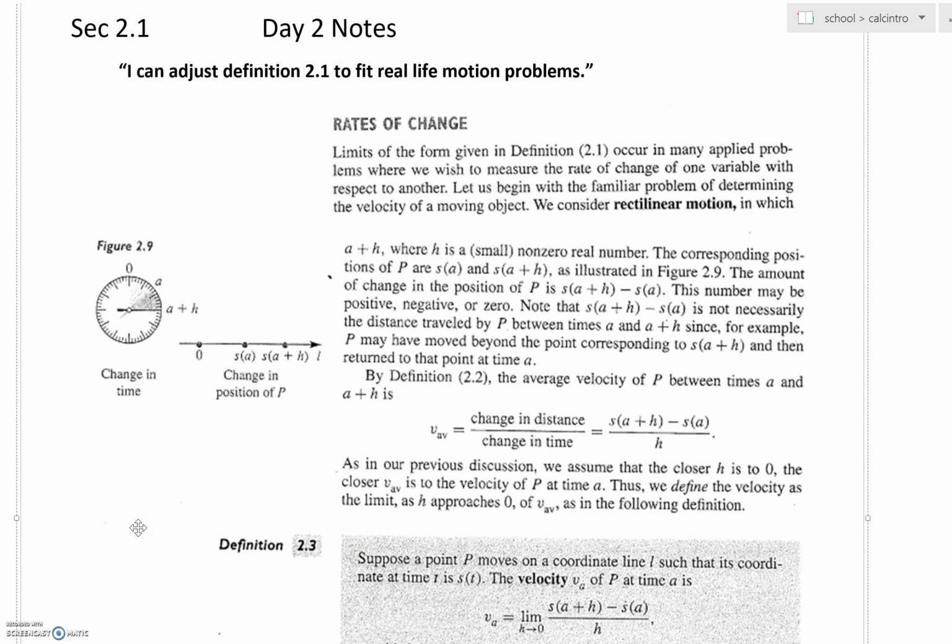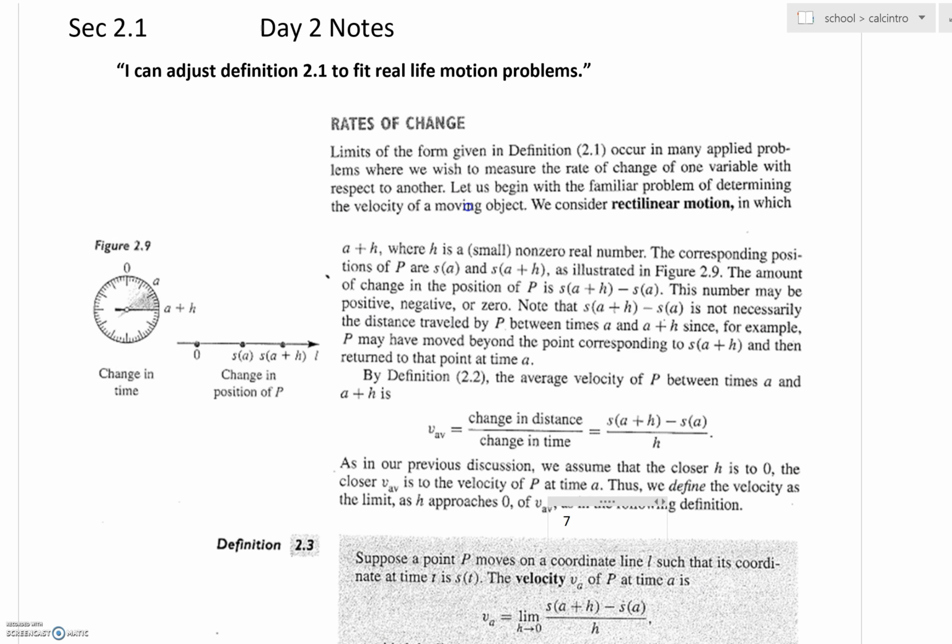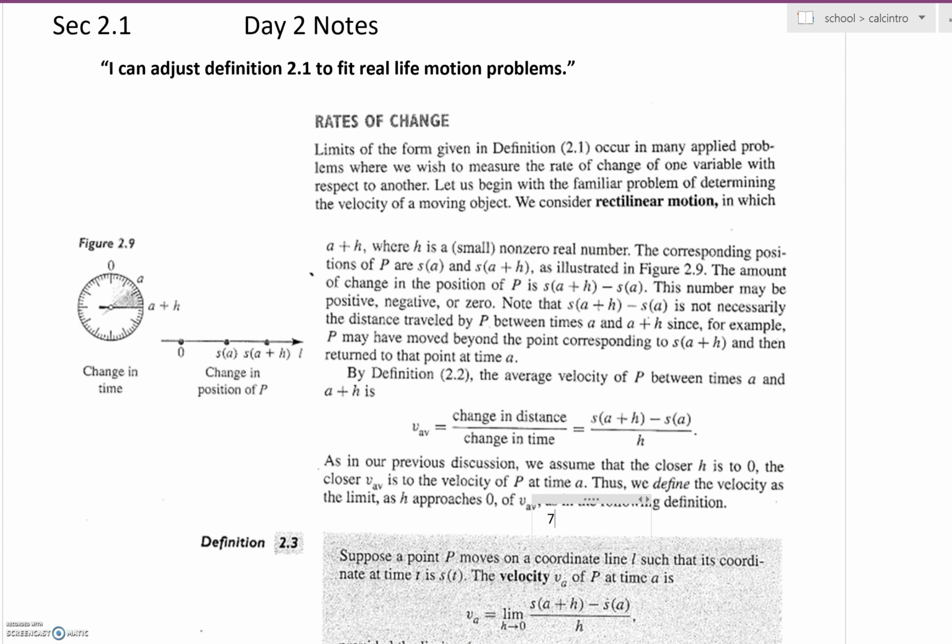Okay, AMA, Accelerated Math Analysis, Section 2.1, Day 2. Okay, so we're going to be looking at really the tangent line slope and the secant line slope to fit real-life motion problems. That's what's going on today.